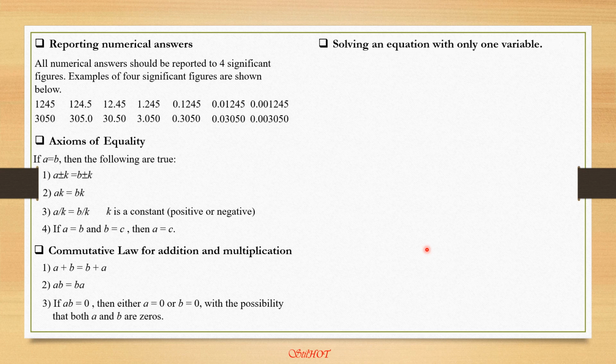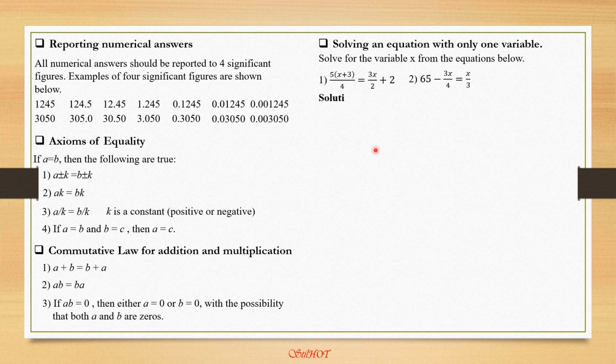The next is solving an equation with only one variable. So let's have two examples. Solve for the variable x from the equations below. That's the first, that's the second example. For the first example, we have to multiply both sides by 4, which is the LCD of the denominators. So the first equation becomes 5 times quantity x plus 3 is equal to, because this is multiplied by 4, 6x plus 8. That's the result. Then distribute. So we have 5x plus 15 equals 6x plus 8.